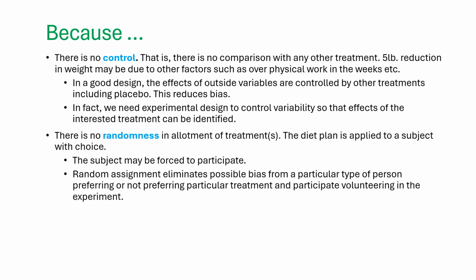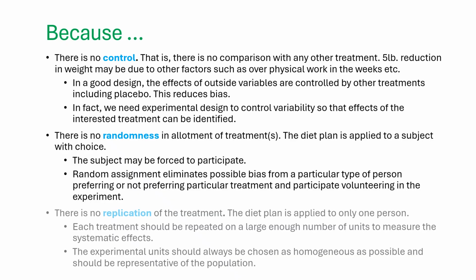Similarly, there is no randomness in the allotment of treatments, because here the diet plan is applied to a subject by choice. Most of the time, make sure that this experimentation involves people not by choice but by voluntary participation, because if you see clinical trial experiments, medical experiments, etc., people are invited voluntarily. If there is consent only, then you go ahead. And of course, the third problem is replication of the treatment. The diet plan is applied to only one person. So that's another issue here.